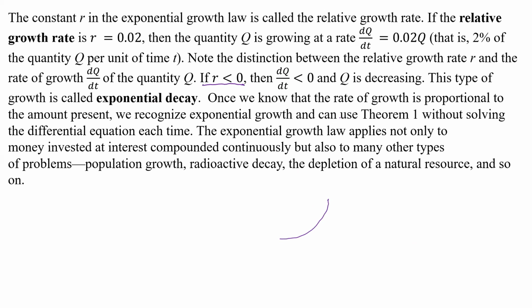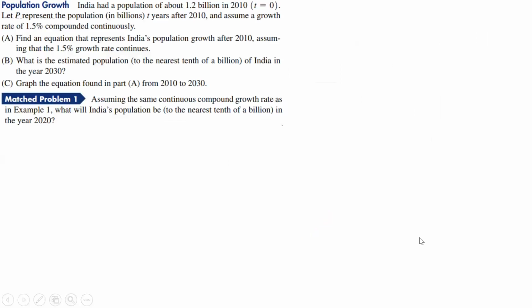Now, once we know the growth rate is proportional to the amount present, we recognize the exponential growth and can use Theorem 1 without solving the differential equation each time. That's going to be a nice thing. We're going to assume we can recognize it and use it the way it is. The exponential growth law applies not only to money invested at interest compounded continuously, but to other types of problems too, such as population growth, radioactive decay, the depletion of natural resources, which is probably going to be exponential decay again, and so on. That's how we're going to use the exponential growth law to solve these different types of equations.